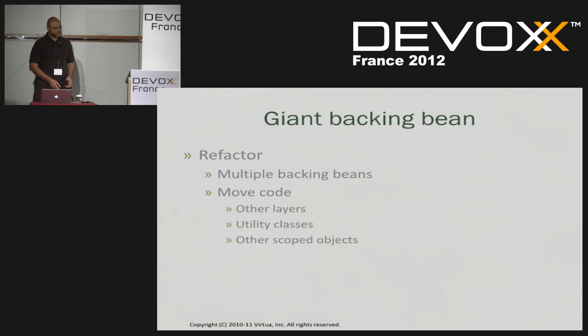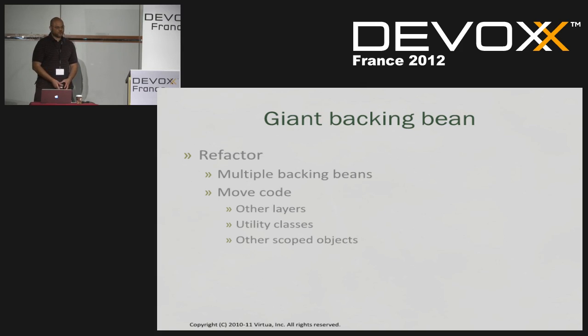So in this case, of course, you can refactor. That would be the number one thing to do. You can create multiple backing beans, as I mentioned before. So you may have multiple backing beans working together in the same view. Move code to separate layers. Also, utility classes, that's an important thing, right? So there's no rule that says you can't have static utility classes or maybe application scope utility classes to take some of the logic that may be in your backing beans. That's something to consider as well.